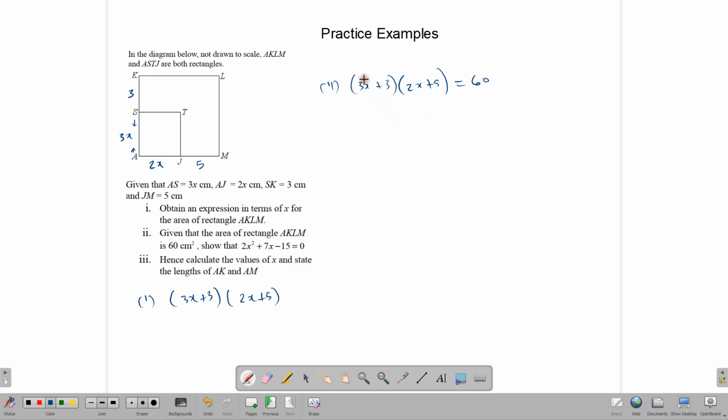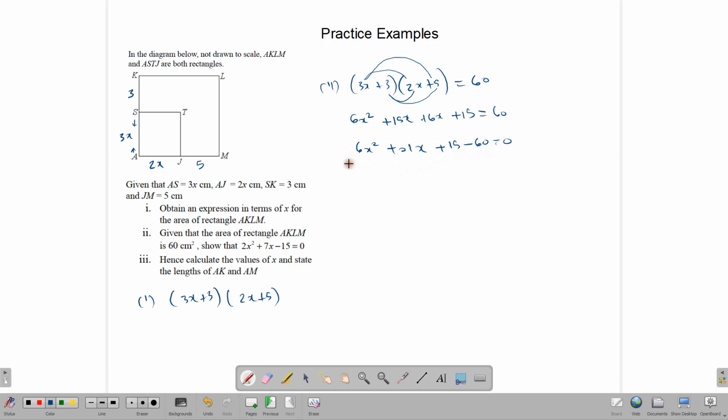Multiplying it out, 3x times 2x gives us 6x squared. 3x times 5 gives us 15x. 3 times 2x here gives us a 6x. And 3 times 5 here gives us a 15. That is equal to 60. So we can write 6x squared, bring these two together, plus 21x, and bring the 60 to the other side, plus 15 minus 60 equals 0.